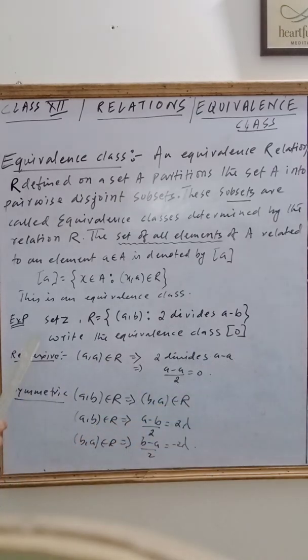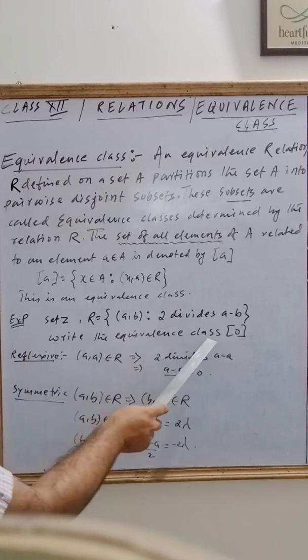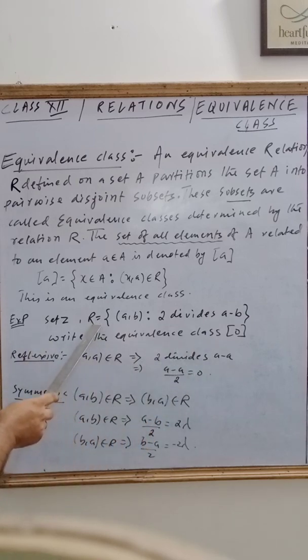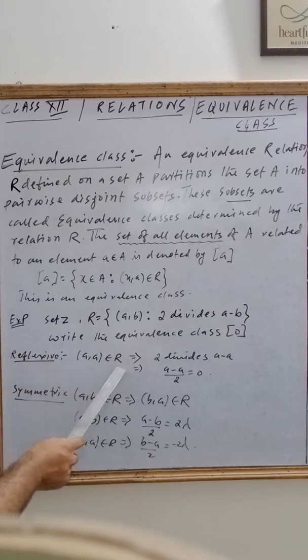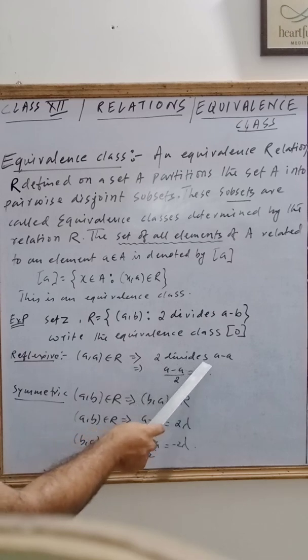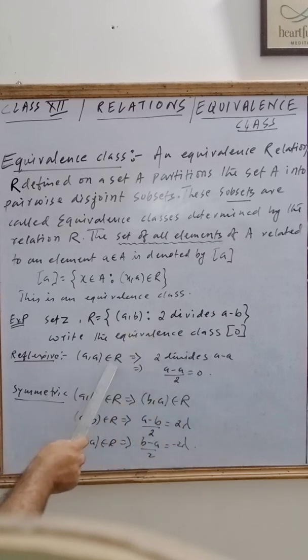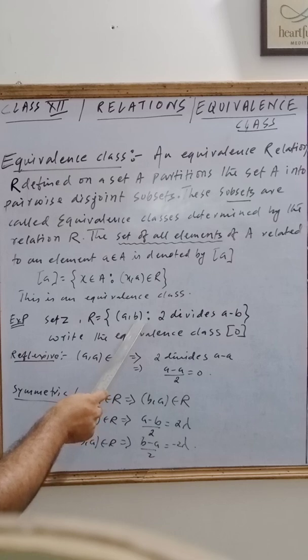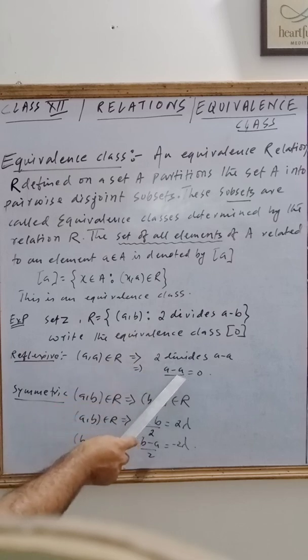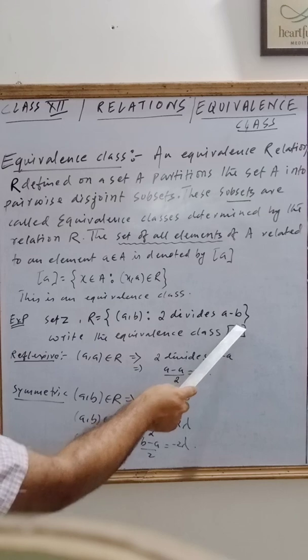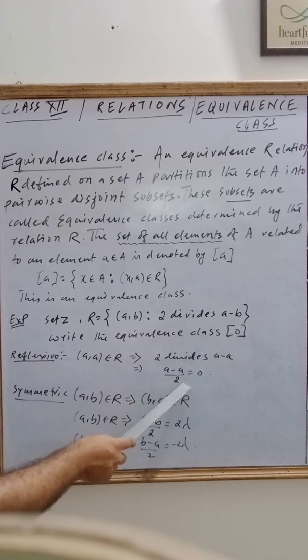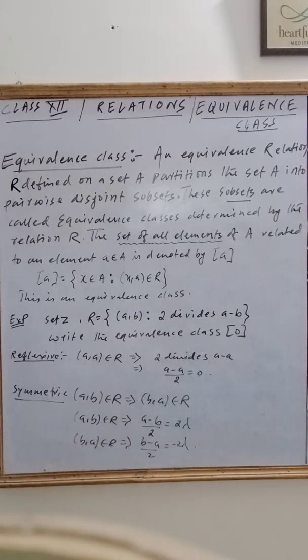Now as I told you, to find this equivalence class, the relation R must be an equivalence relation. So let us go through it. Reflexive: (a, a) belongs to R. That means 2 divides a minus a. Since 2 divides a minus b, it will be (a minus a) upon 2, which is 0, and 0 is divisible, so it is correct.